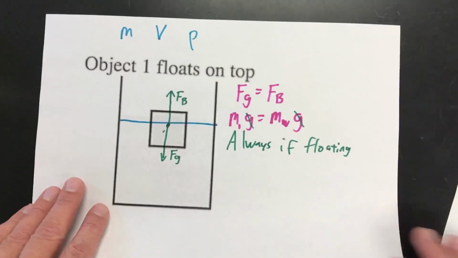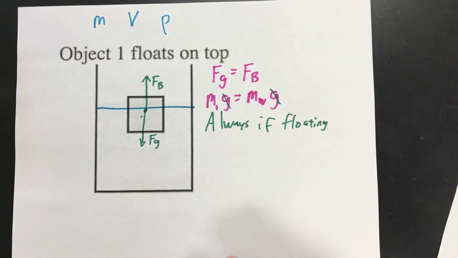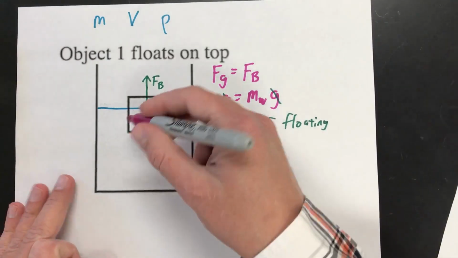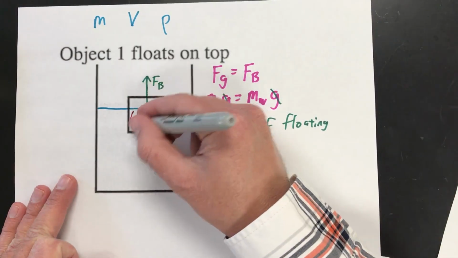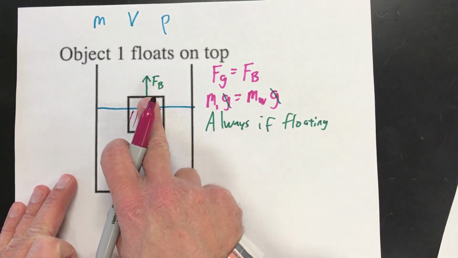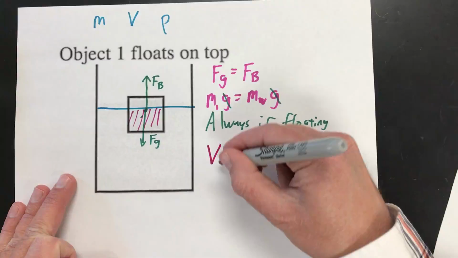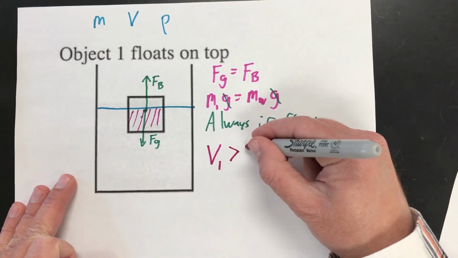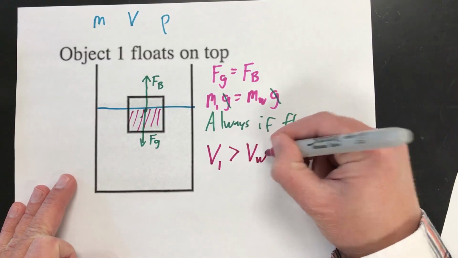So that's just the very first part for mass, but what about volumes here? Well, we can see that the volume of the water pushed out of the way, which is just this area, is less than the volume of the object. Some of the object is peeking above the water here. So the volume of 1 is greater than the volume of the water.